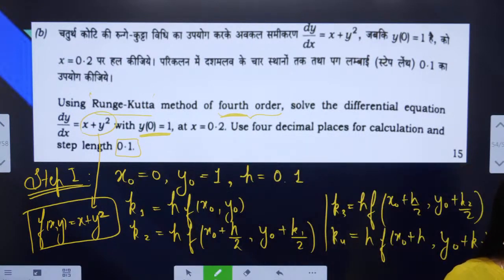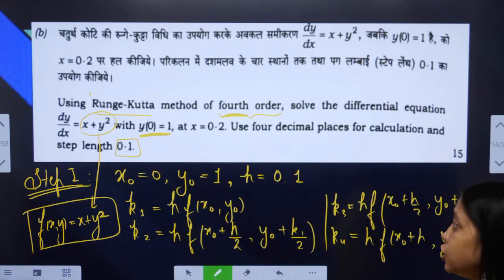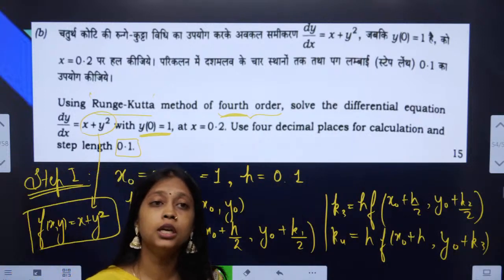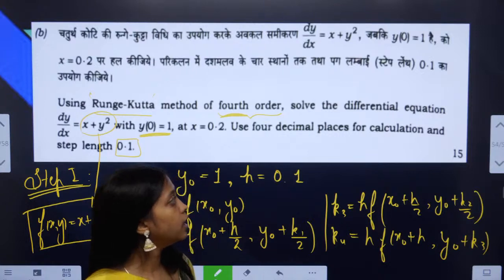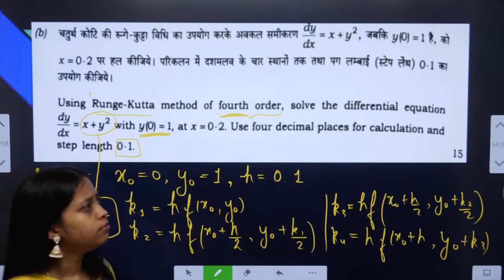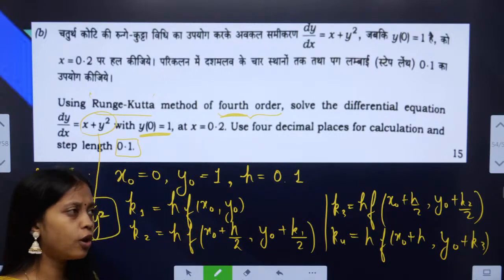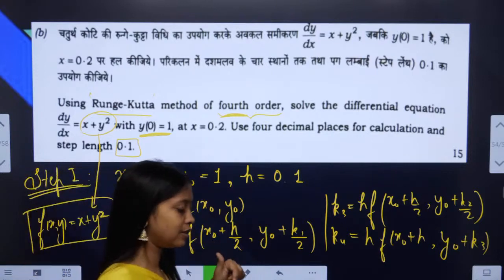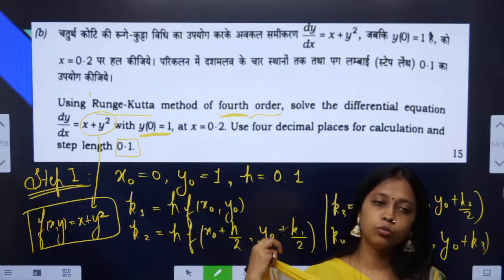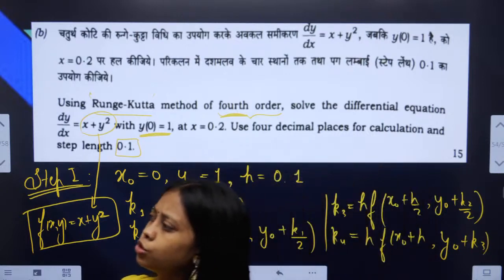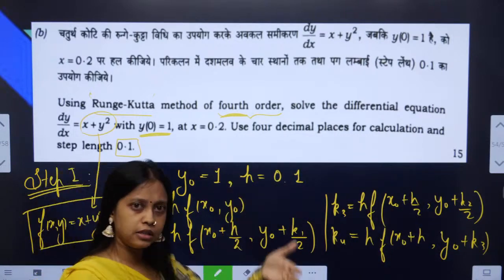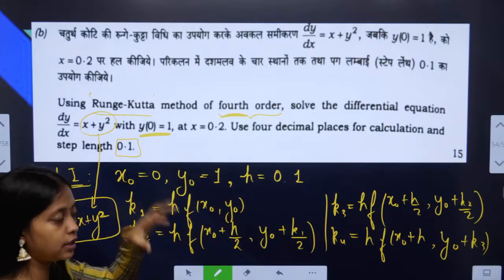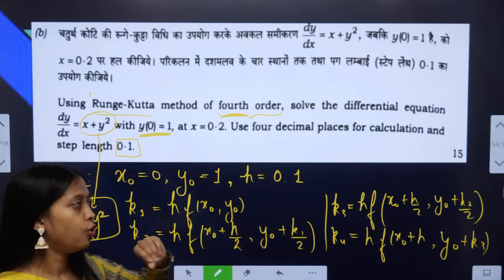Okay. So basically this was another question from the numerical analysis. In the numerical analysis portion, usually in graduation, most of you are not familiar with this method. This is a different method that is in our syllabus, but I have seen that most of you, even those who have done numerical analysis, have not done this method. But from the exam point of view, this method is very important.